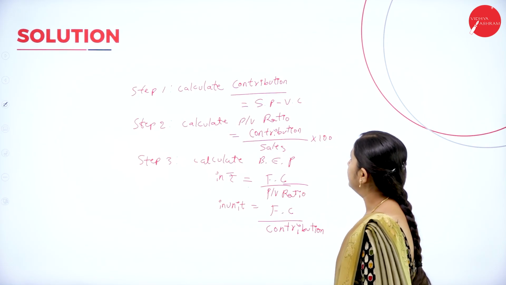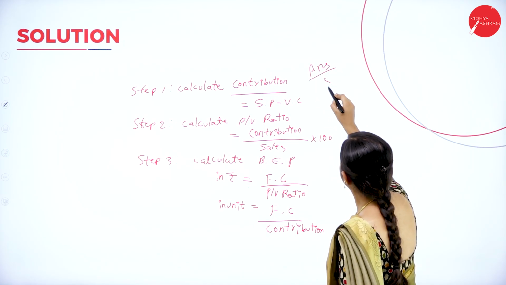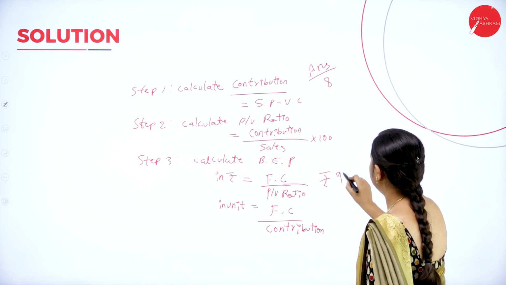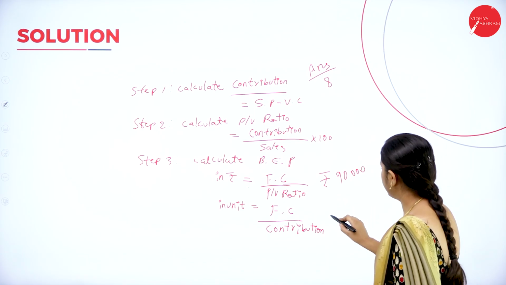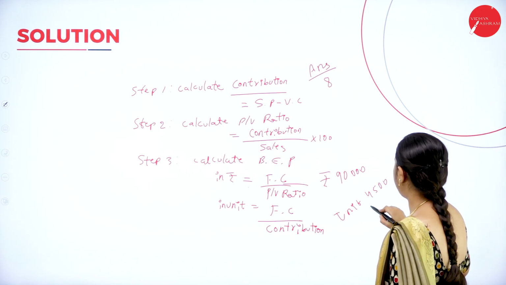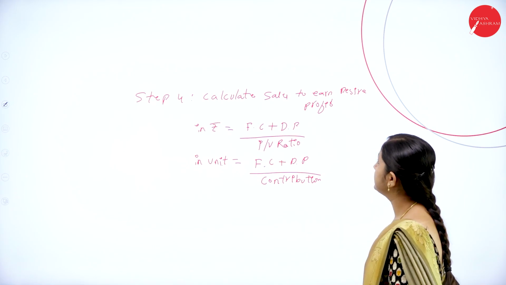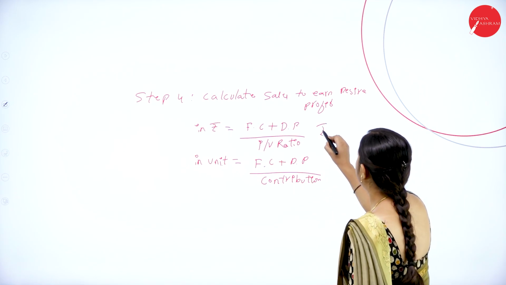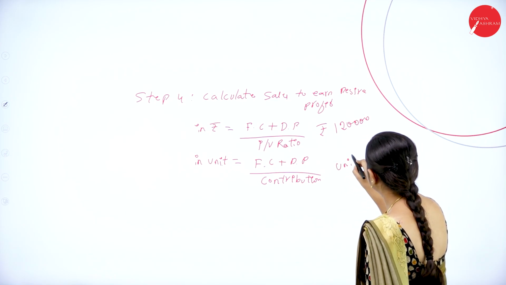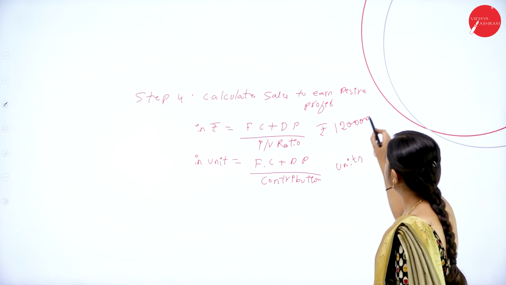For step 1, contribution, the answer is 8. Then step 2, BEP in rupees is 90,000. For units, 4,500 units. Next, sales to earn desired profit: in rupees the amount is 1,20,000. In units, that is 6,000.